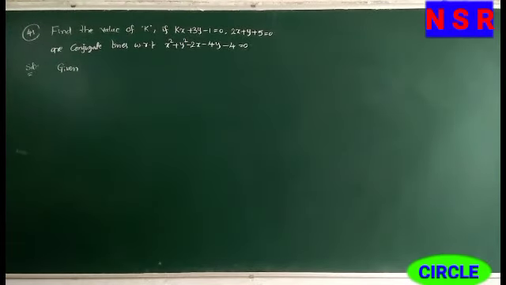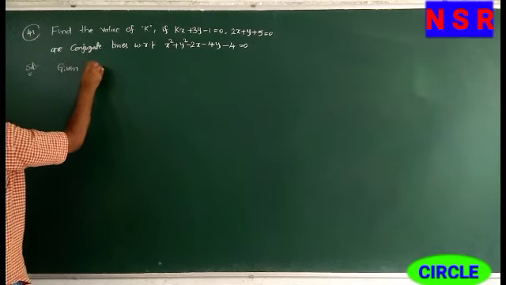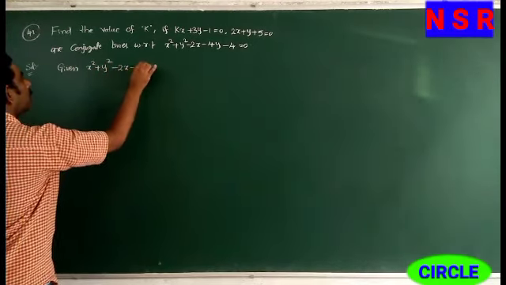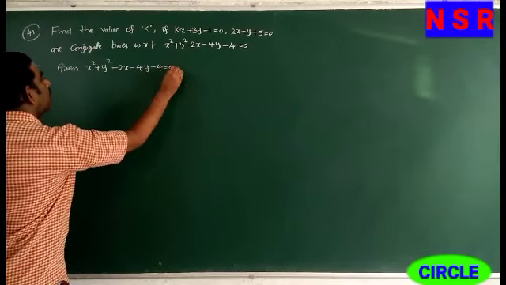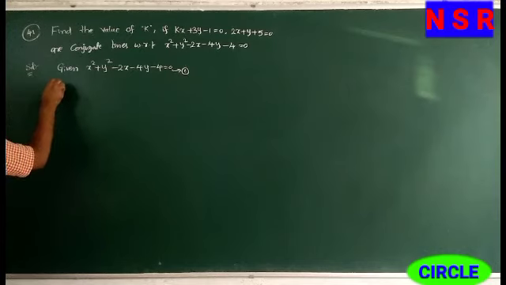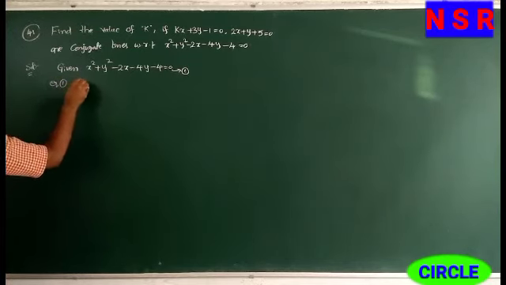So next, question number 41. Find the value of k if the given lines are conjugate lines. Here the given circle equation is x square plus y square minus 2x minus 4y minus 4 equal to 0. So take it as equation number 1.